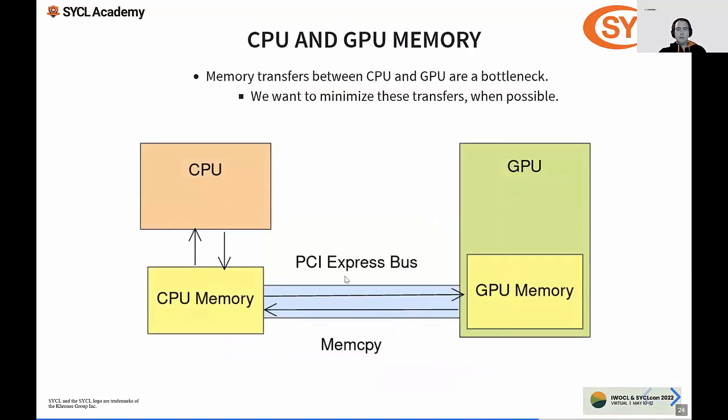This might be a bit of a bottleneck sometimes, so you want to try to minimize these transfers. The USM model basically exposes this a bit more explicitly compared to the buffer accessor model, where you have automatic dependency management.